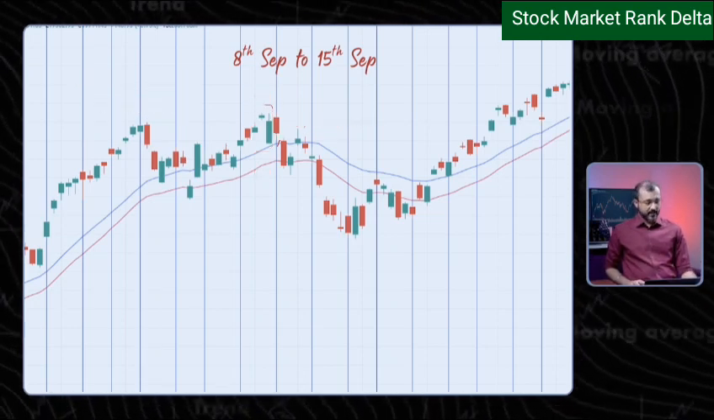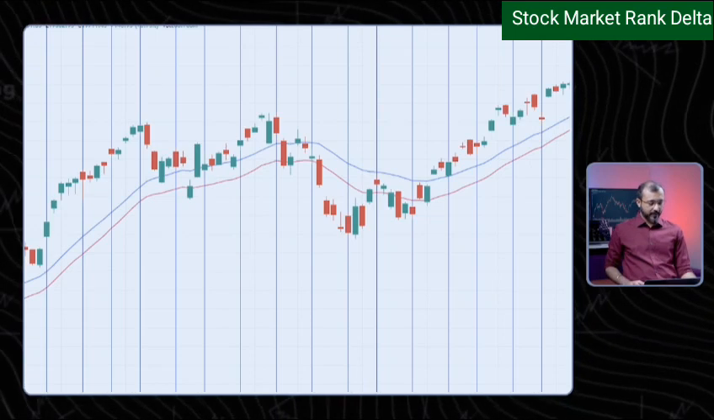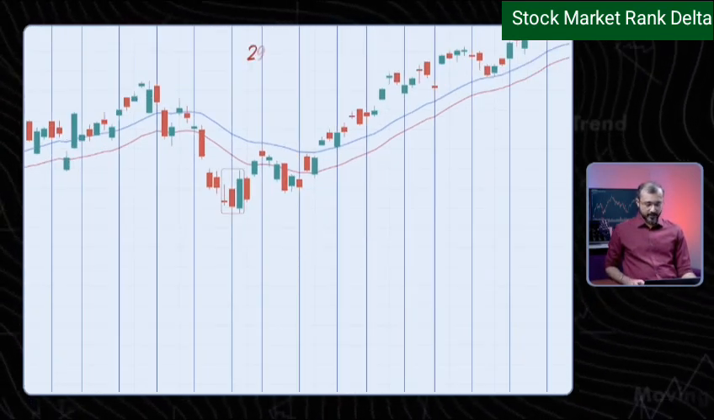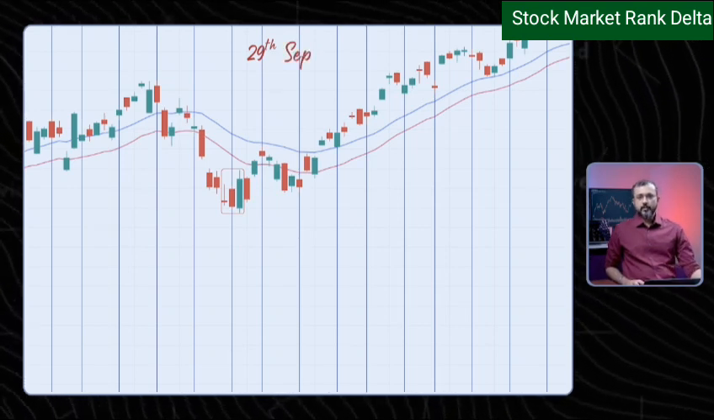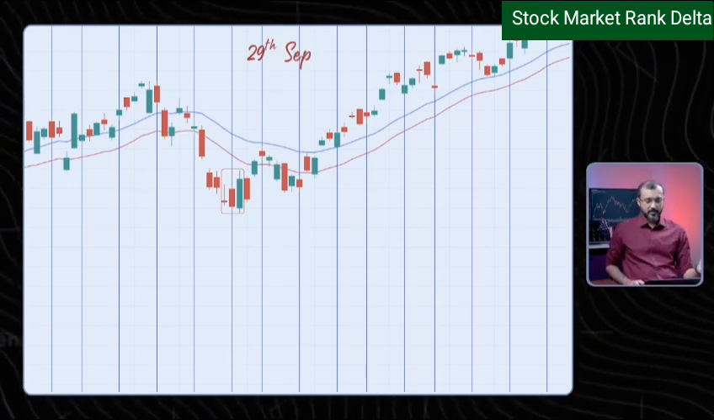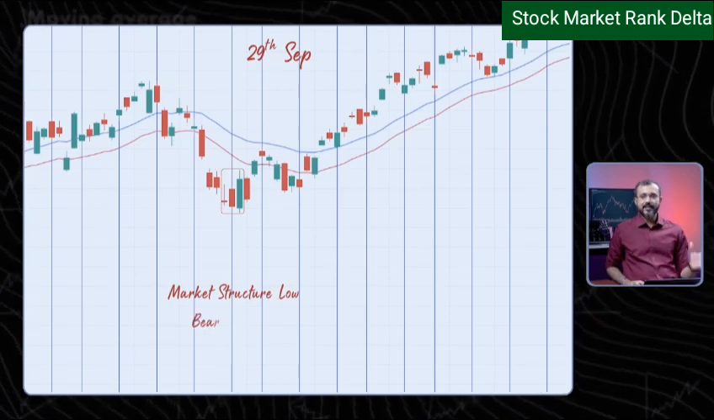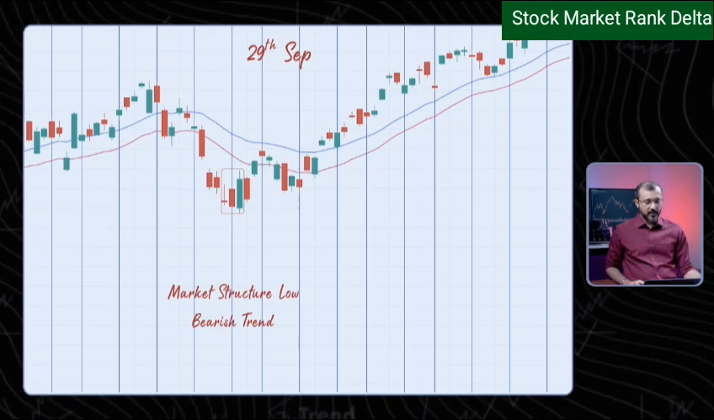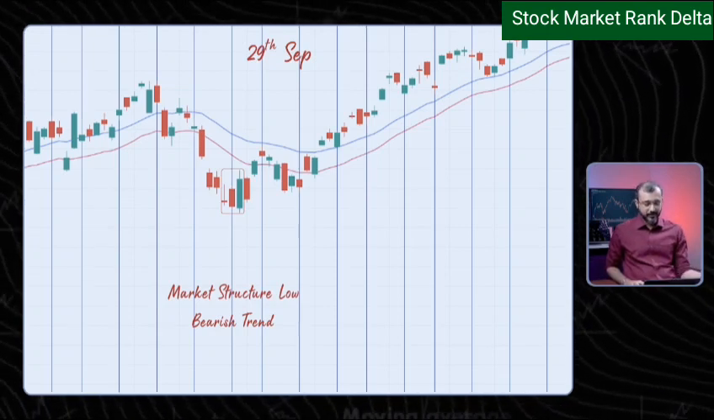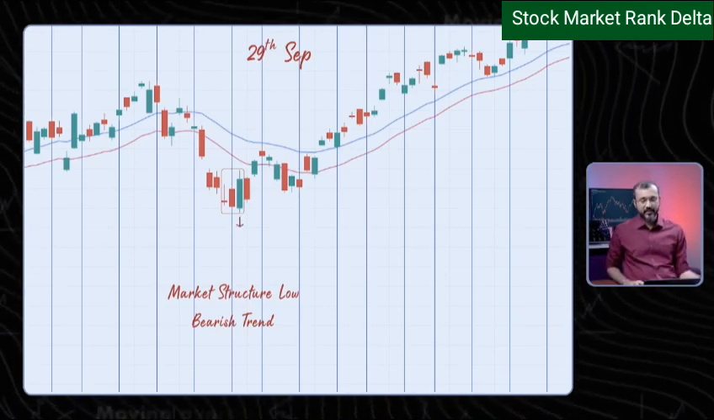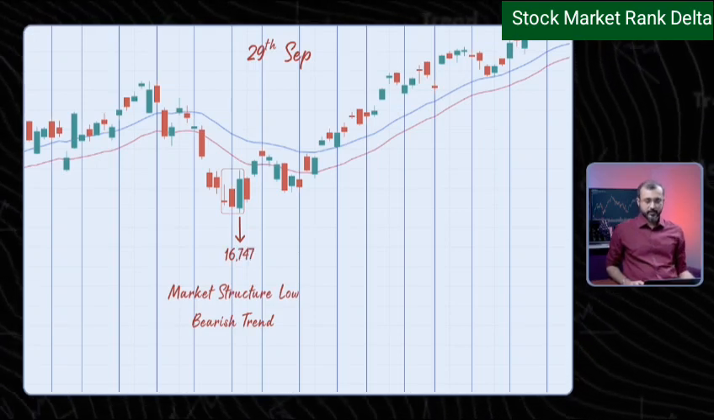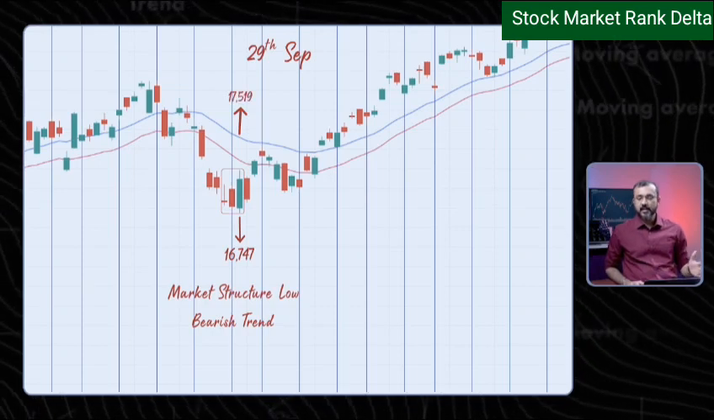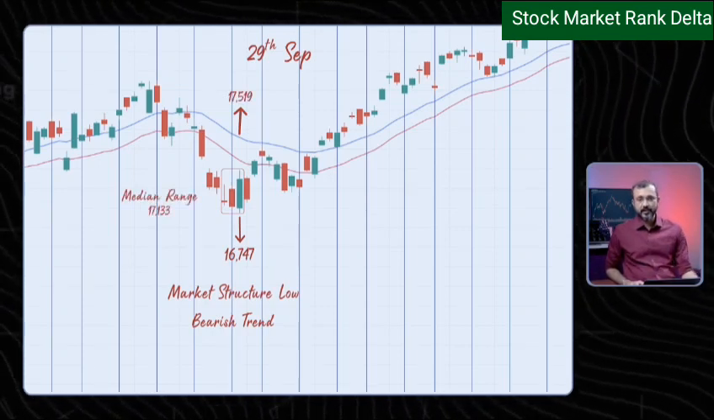So the next trade that we have seen is in week 40 of the expiry, somewhere from 29th of September to 6th of October, a market structure low got formed. The trend is bearish and a market structure low getting formed, which is a bullish pattern. The markets have become sideways. We select the strike, 16,747 is the lowest point, which is the low of the market structure low. The high is 17,519.